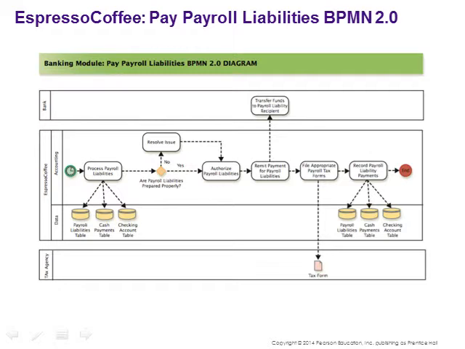So again, you can see we've broken this process down into areas of responsibility. So there's a bank swim lane, there's an EspressoCoffee swim lane divided into an accounting swim lane and a data swim lane, which provides the data tables used. And we have a tax agency swim lane. So we have more detail, which provides greater insight, which might make this more useful to the IT department with respect to the development of this process.